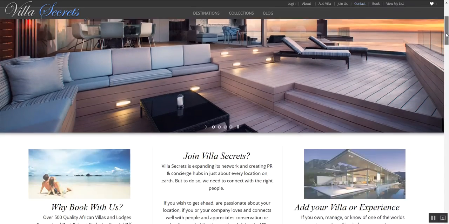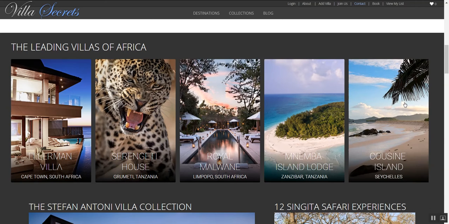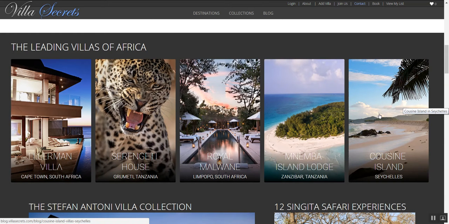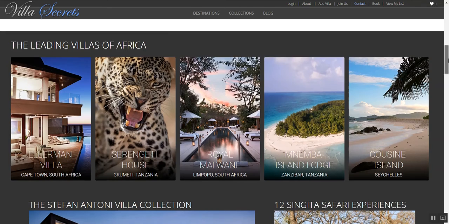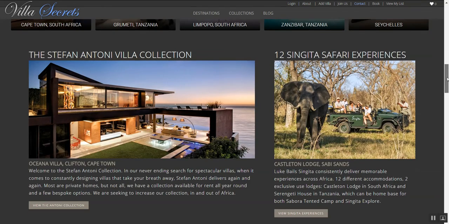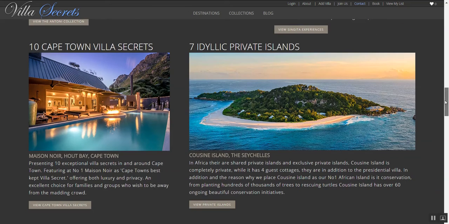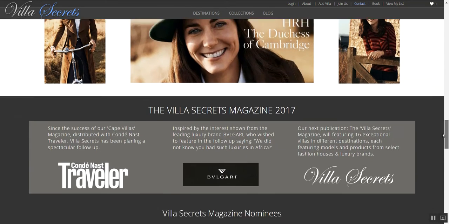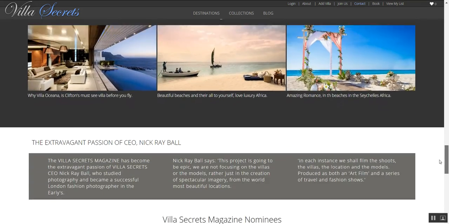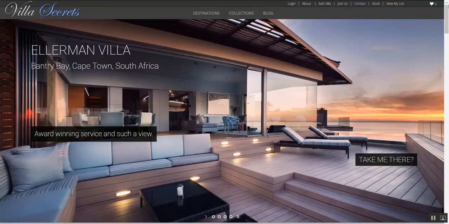This is the homepage. Below, we can see we've got some nice little villas. We're really focusing on the very best of the best in Africa: Cuisine Island, Serengeti House, Stefan Anthony's villas, Singita, villas in Cape Town in general, private islands. Here's where we were in Vogue recently. Here's a bit on our new magazine and some extra things. That's the website. It's got a great blog.